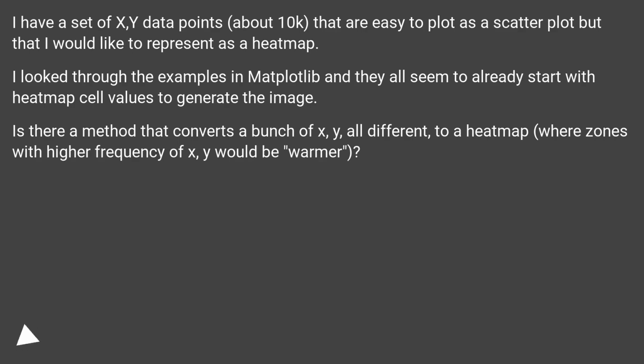I looked through the examples in matplotlib and they all seem to already start with heat map cell values to generate the image. Is there a method that converts a bunch of X, Y, all different, to a heat map, where zones with higher frequency of X, Y would be warmer?